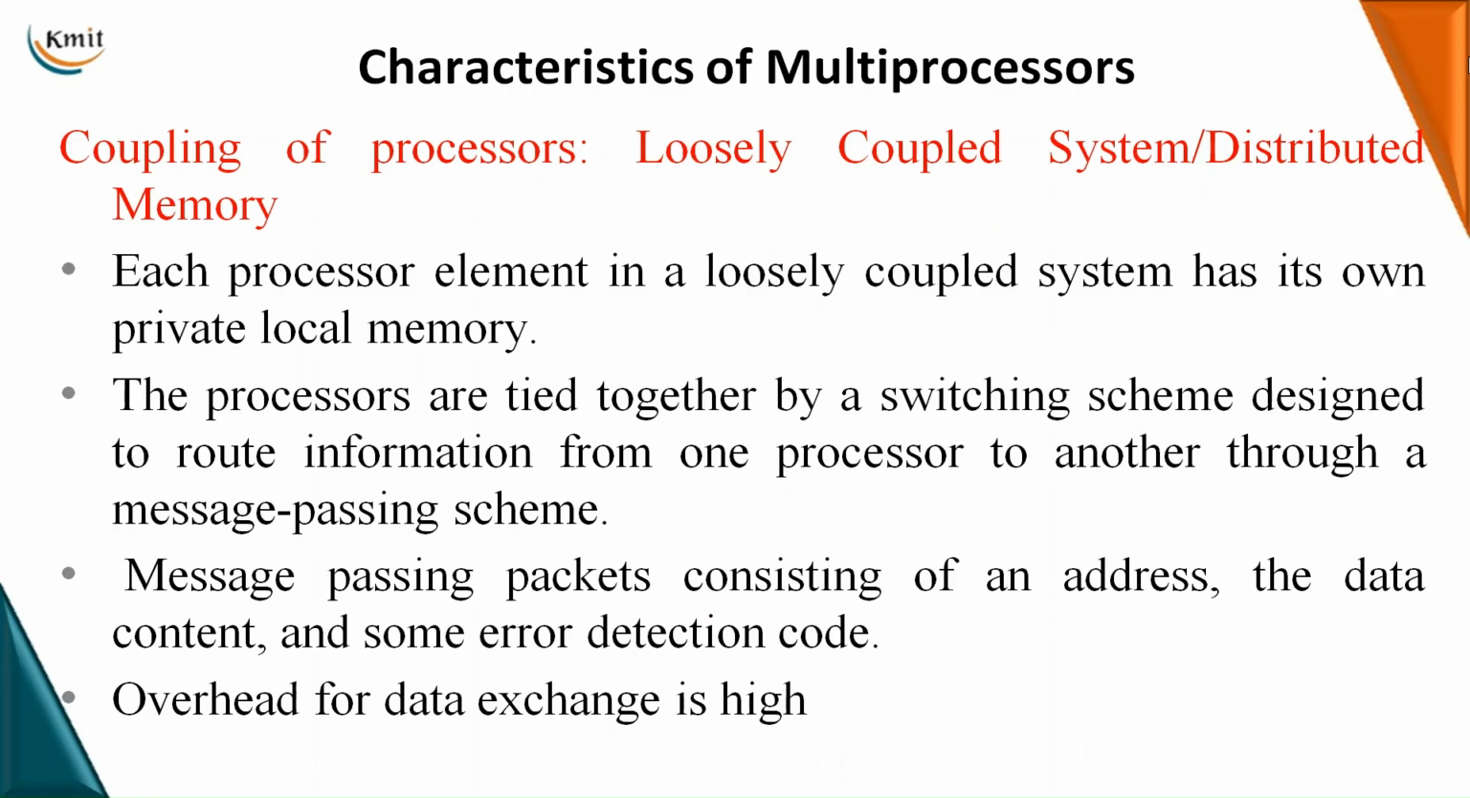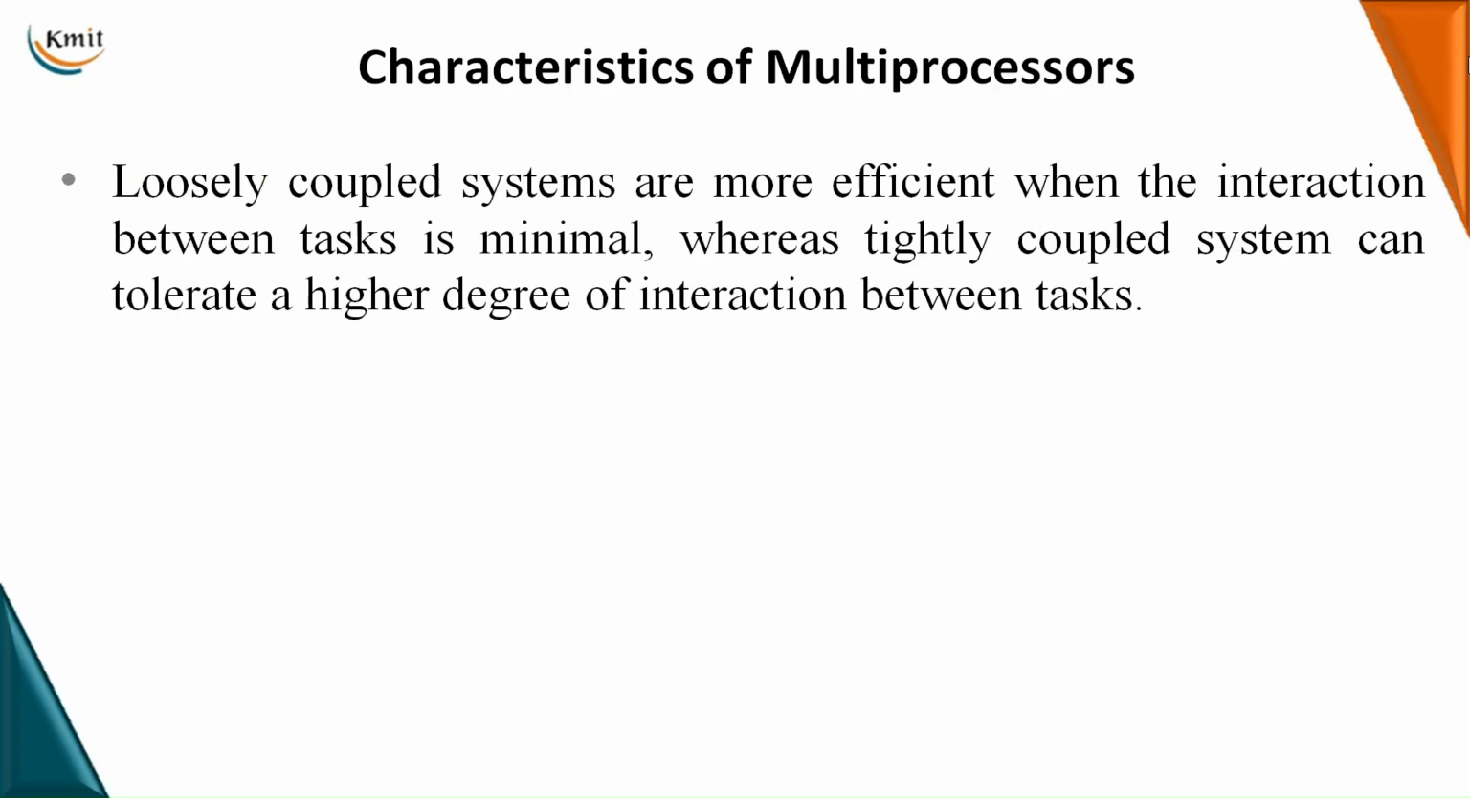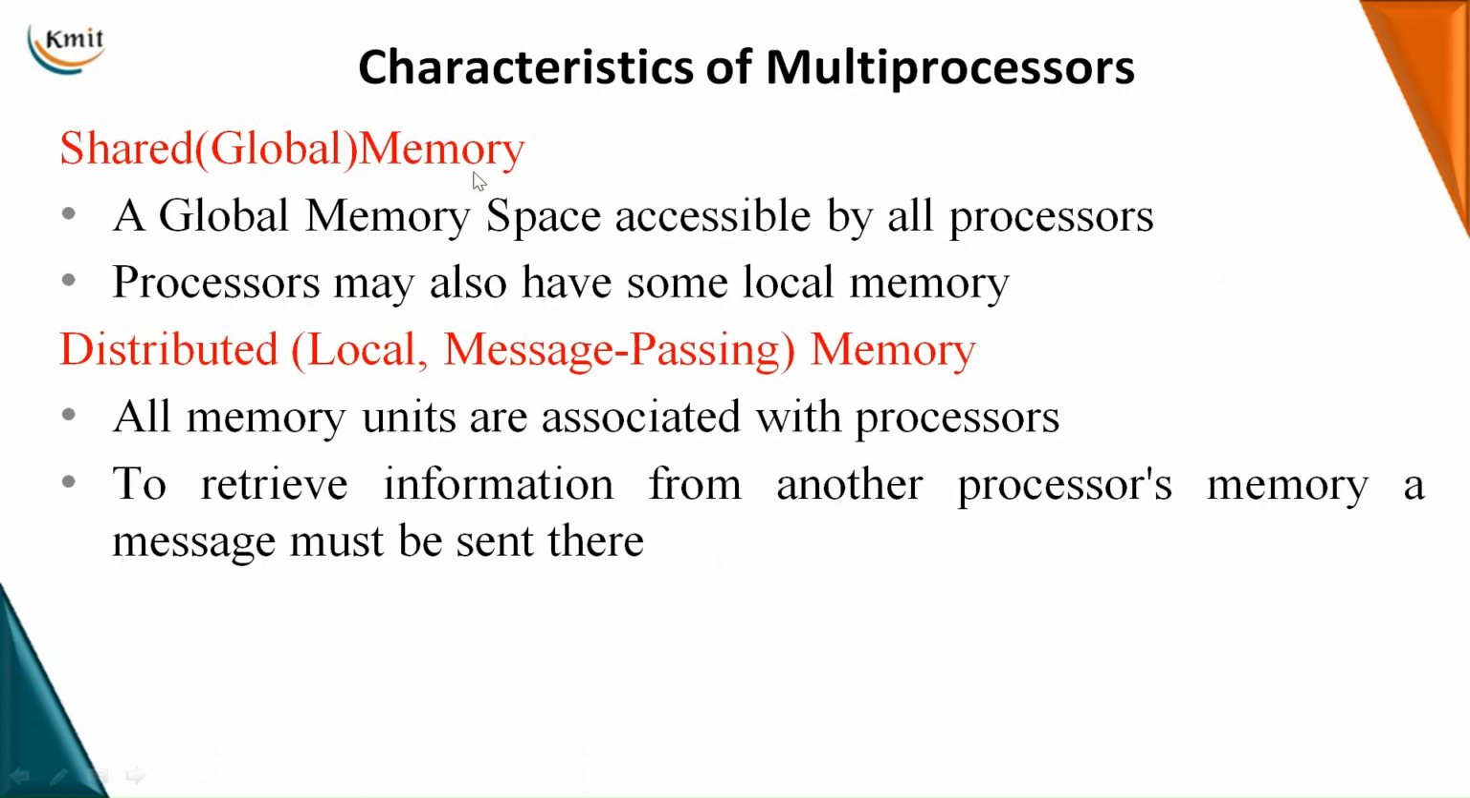And there is an overhead because of this particular technique in case of data exchange. When the information has to be passed from one processor to another, a certain overhead occurs due to the exchange of information in the form of message passing packets, and that is high in case of a distributed memory or a loosely coupled system. When you compare, loosely coupled systems are more efficient when the interaction between the tasks is very minimal, whereas tightly coupled systems can tolerate a high degree of interaction between the tasks.